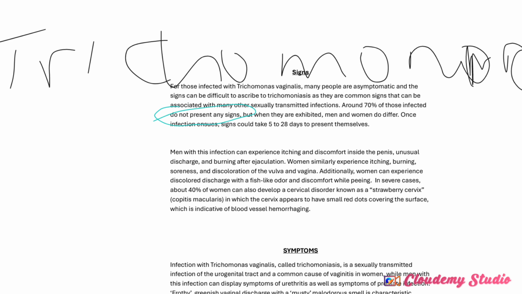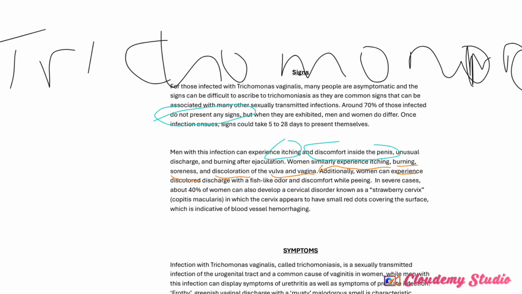Men with this infection can experience itching. That's the first thing: itching and discomfort inside the penis, unusual discharge, and burning after ejaculation. Women similarly experience itching, burning, and soreness, and discoloration of the vulva and the vagina. Additionally, women can experience a discolored discharge with a fish-like odor and discomfort when peeing.